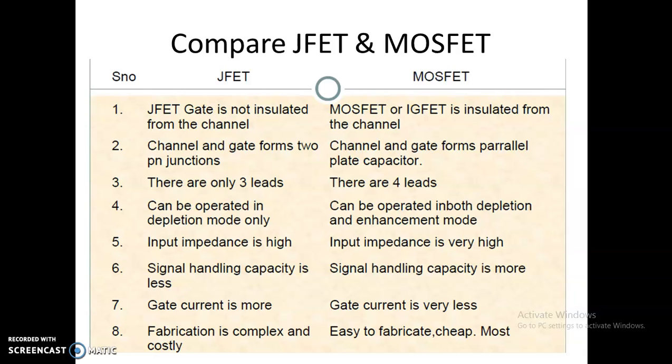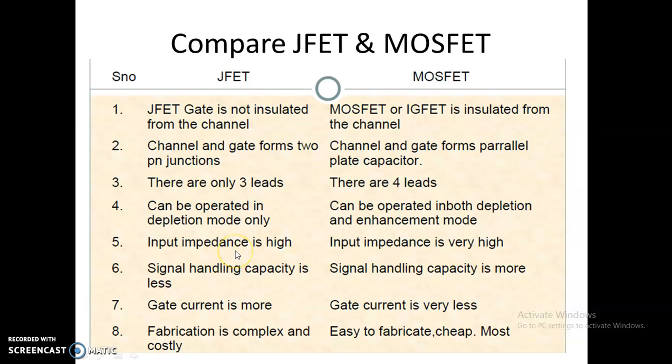Here I have mentioned the comparison of JFET as well as MOSFET. JFET is not insulated from the channel; MOSFET is insulated from the channel. In JFET, channel and gate form 2 PN junctions. In MOSFET, channel and gate form a parallel plate capacitor. JFET has 3 leads; MOSFET has 4 leads. JFET can be operated in depletion mode only. MOSFET can be operated in both depletion as well as enhancement mode.